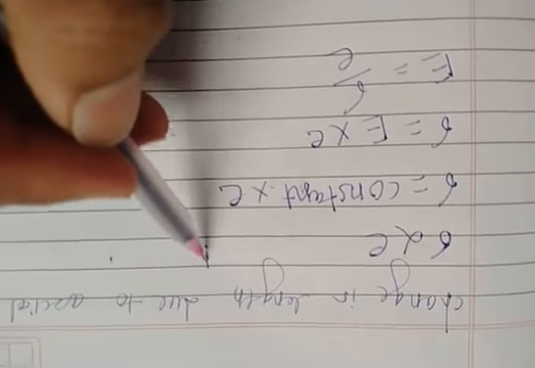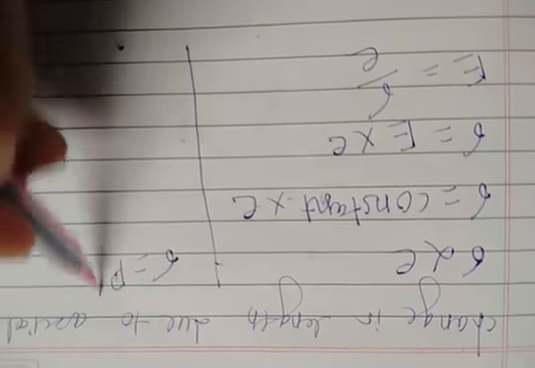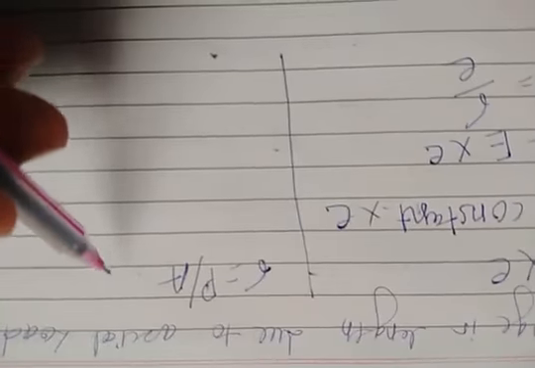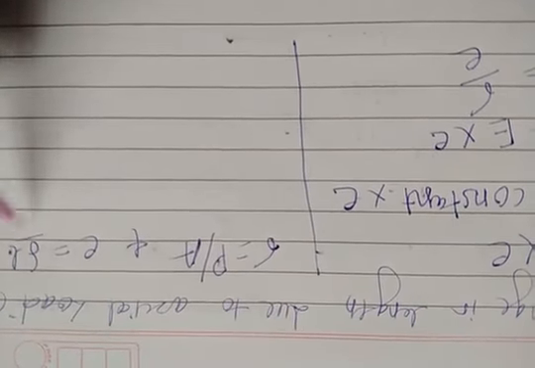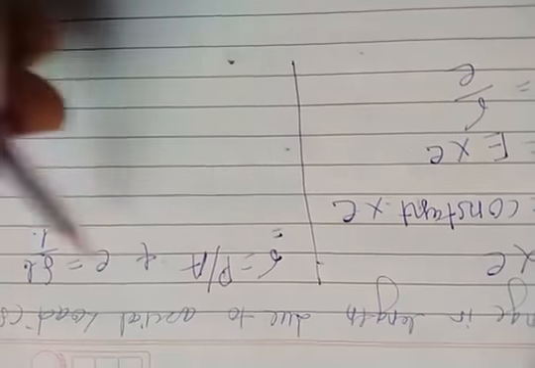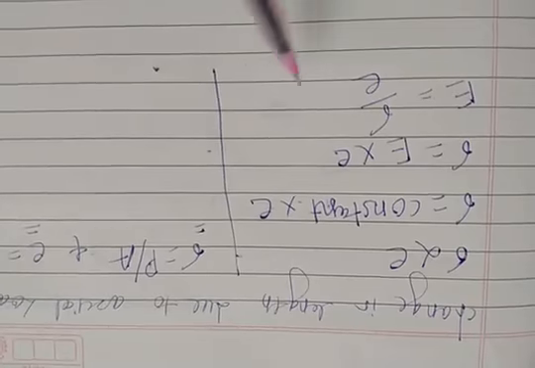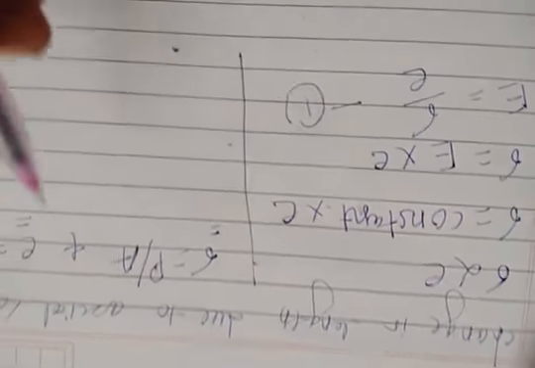But we know stress is equal to load upon area, and strain is equal to change in length upon original length. Now put these values of stress and strain in this equation. Suppose this is equation number one. Then what is the equation?